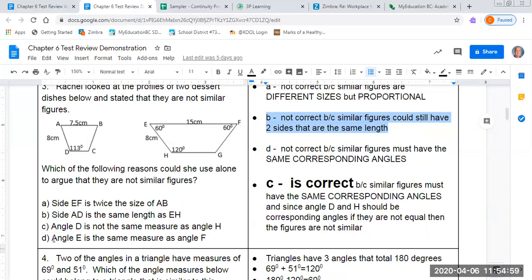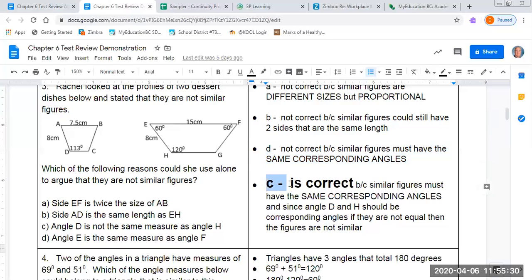Now we look at D as well, and I'm just going to skip over C here. D says angle E is the same measure as angle F. Well, once again, in this case, this doesn't disqualify it from being a similar figure. In fact, it's giving evidence that it is, because it's saying that angle E and angle F, in the same shape, are just the same. Well, that doesn't really help us at all to determine whether this corresponds with this shape.